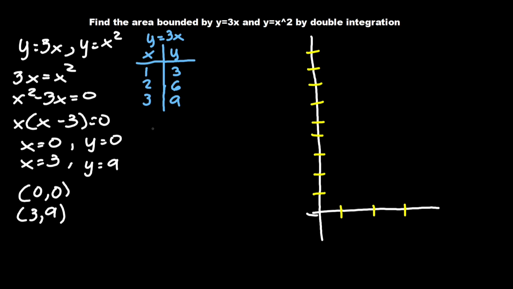And let us try now y equals x squared. So make an x and y table again. If x is 1, y here is 1. If x is 2, y would be 4. And if x is 3, 3 squared is 9. And so let us now plot these points and graph it. So for this, x is 1 and y is 3, 2 and 6, and 3 and 9.